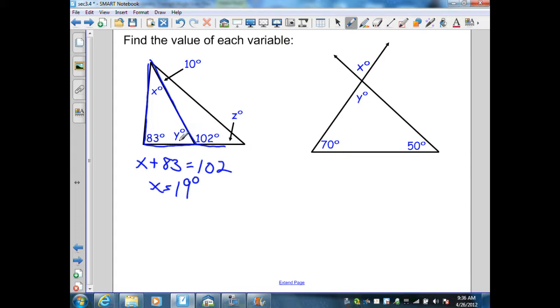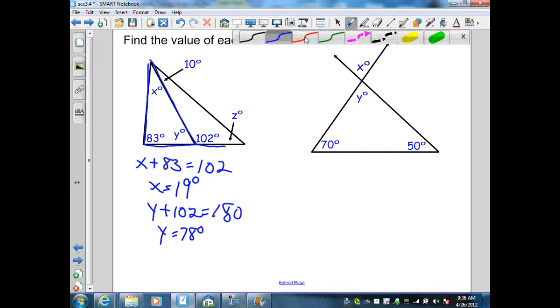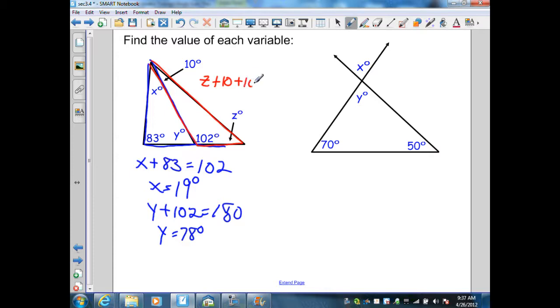Now I have these 2 angles are supplementary. They're a linear pair. So I can set up the equation y plus 102 equals 180 degrees. And when I subtract 102, y is going to equal 78 degrees. Now I can apply the triangle sum theorem inside of this triangle. I already know two values. All I need to do is find a third. So I can have z plus 10 plus 102 equals 180 degrees. Z, when I simplify, plus 112 equals 180 degrees. And z is going to equal 68 degrees.